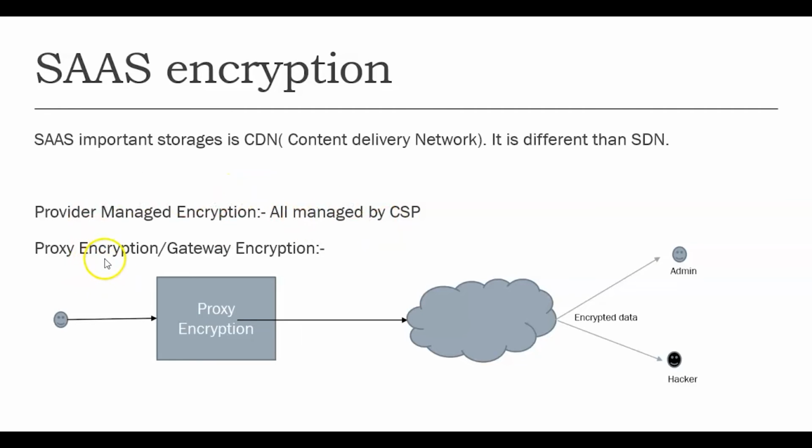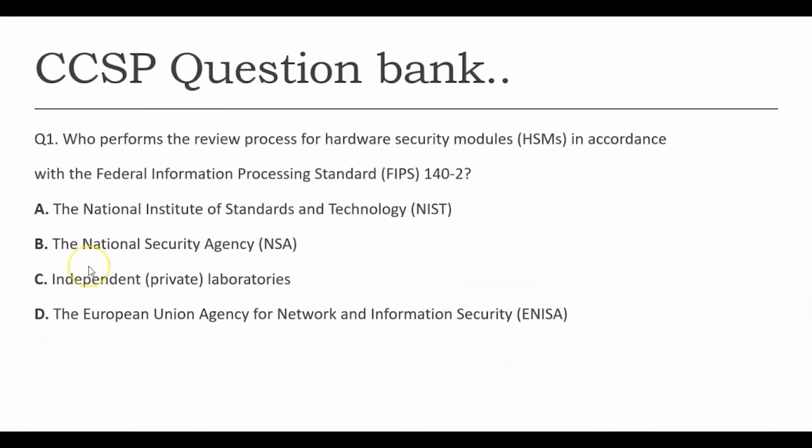Then there is the concept of proxy encryption or gateway encryption. In this, when the user sends the data to the cloud via the proxy encryption, it sends encrypted data, and the cloud stores the encrypted data. Any admin or hackers who access this data get only encrypted data. So proxy encryption is a concept to secure the data in SaaS. And as I mentioned, data deletion is a bigger problem in the cloud. If the data is encrypted, the customer can lose or delete the key, and the data gets deleted. Even the CSP cannot access the data.